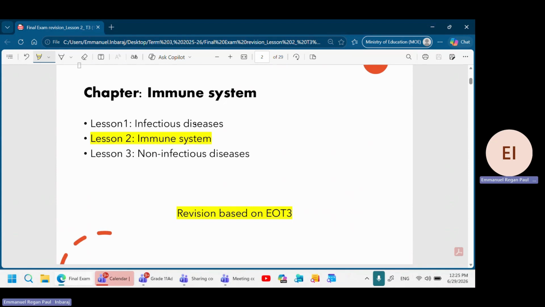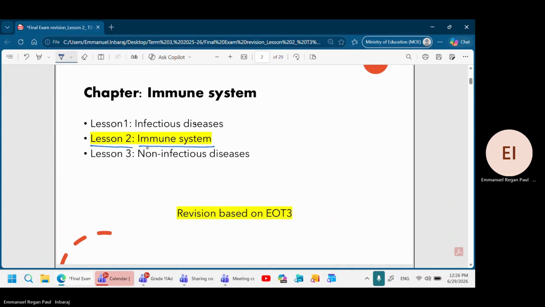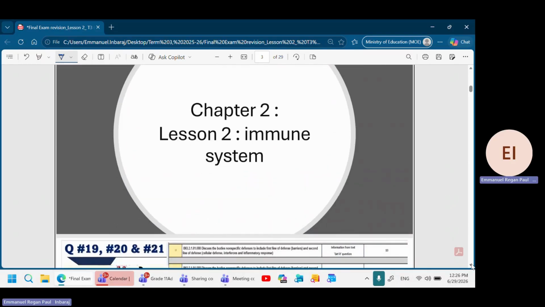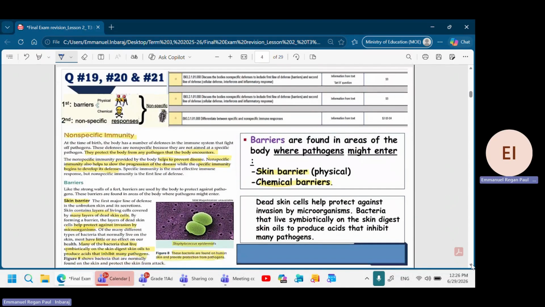The chapter name is immune system, and we are going to concentrate on lesson number 2, which is also immune system. This is based on the Heikel, that is end of term 3. So let's move on. As I told you, it's immune system lesson number 2. I want you to turn to page number 12.